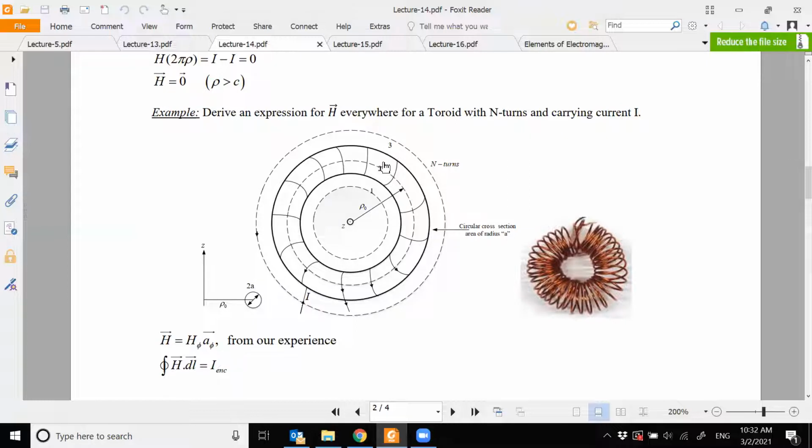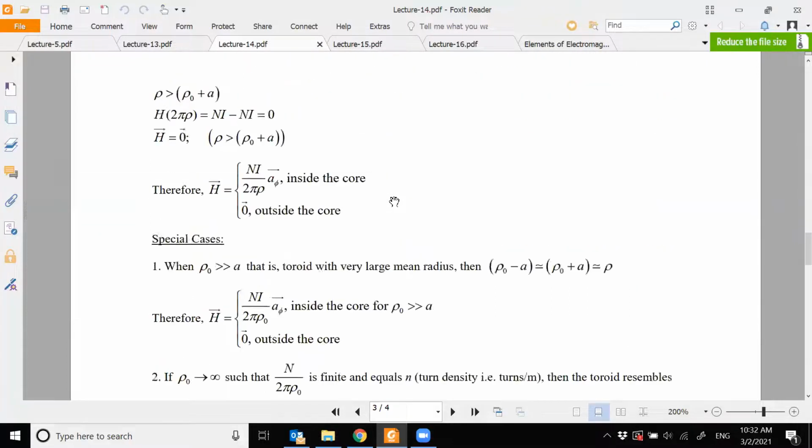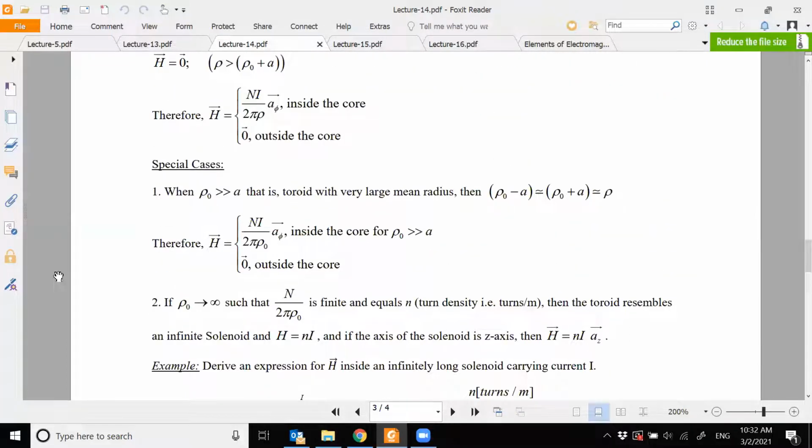Then in this case, can we say that my rho, which is between rho 0 minus A and rho 0 plus A, because my rho 0 is very large compared to A, can I say that this is nothing but simply rho 0?